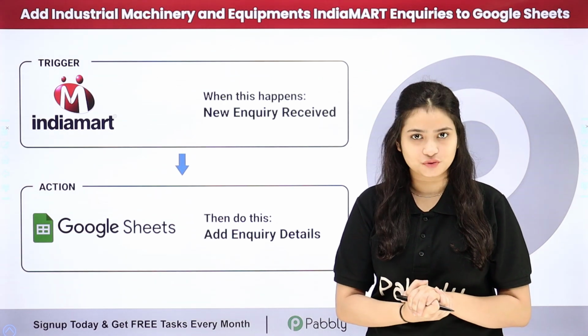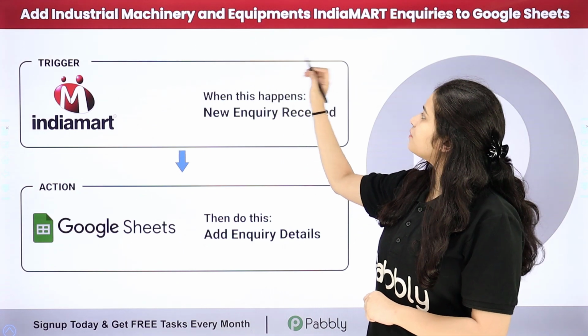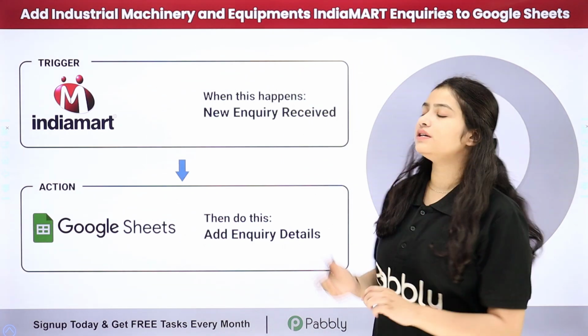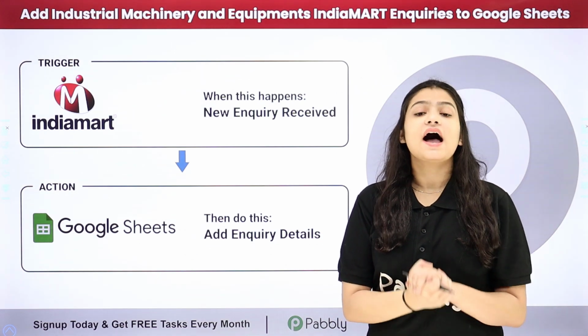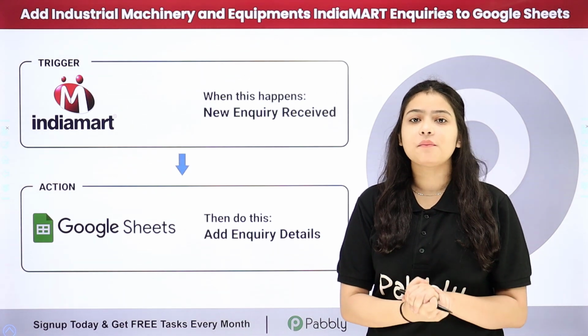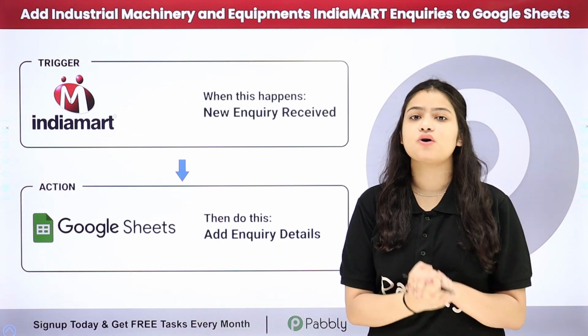In this video, we are going to learn how to add industrial machinery and equipment IndiaMART Enquiries to Google Sheets. So I'm a seller of industrial machinery and equipments and I'm promoting my business with the help of IndiaMART, which is an amazing B2B marketplace of India.